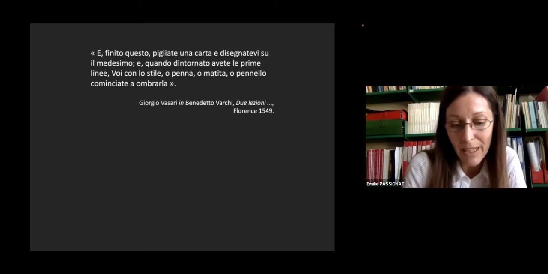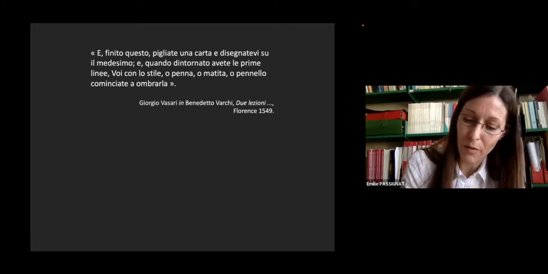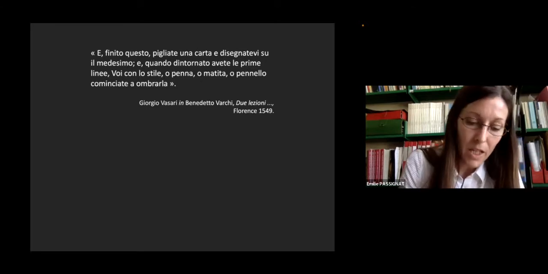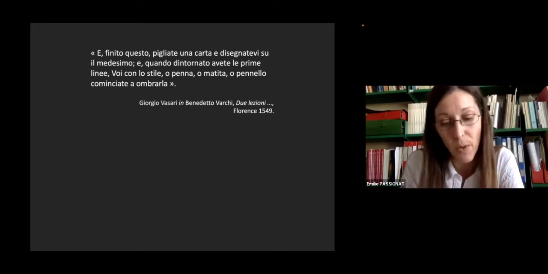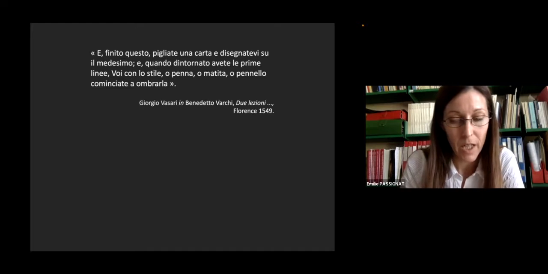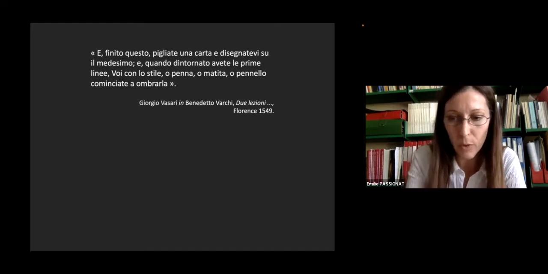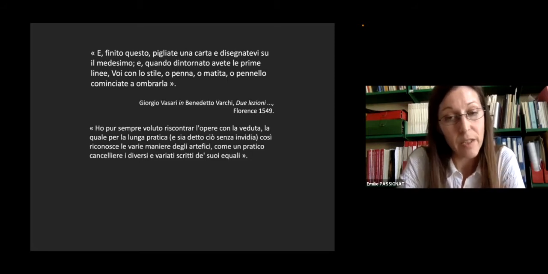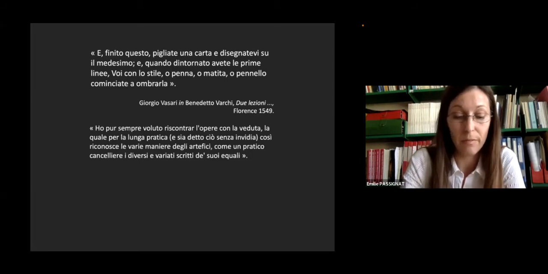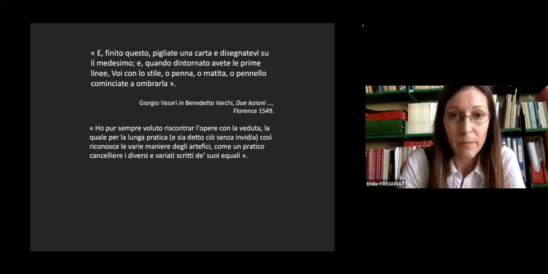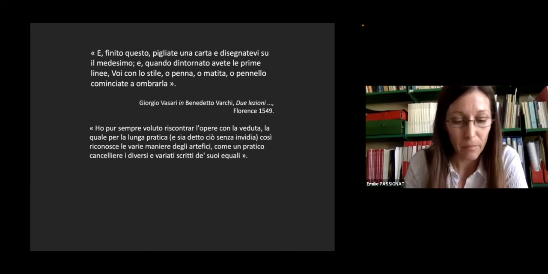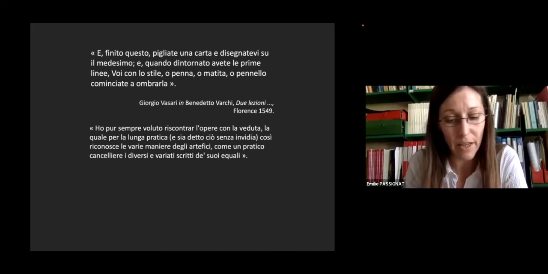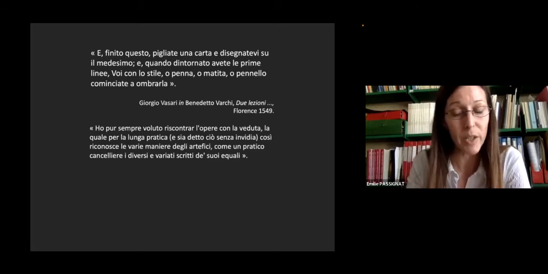In this context, Maniera immediately assumed a decisive role and became a key term, a crucial junction point between practical, theoretical, and critical vocabulary. Last observation on Vasari: to justify himself for having undertaken the writing of the Lives, Vasari presents himself as an expert who, I quote a part of this quotation that you can see on the slide, riconosce le varie maniere degli artefici come un pratico cancelliere i diversi e variati scritti dei suoi eguali.